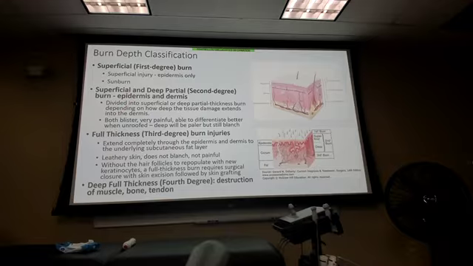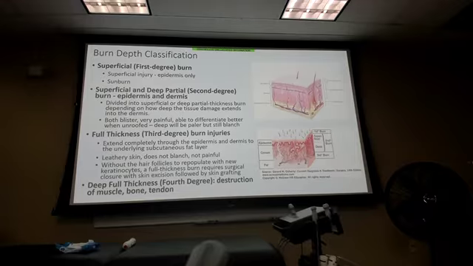When you have superficial and deep partial, it extends into the dermis. When you have a deeper wound, which we'll talk about more in depth, when we go deeper, it becomes a little more hypoemic, sorry.